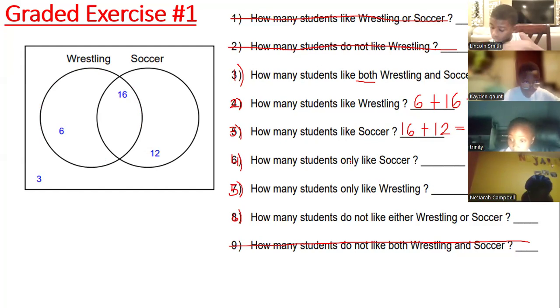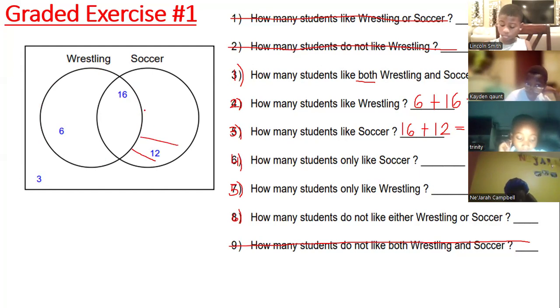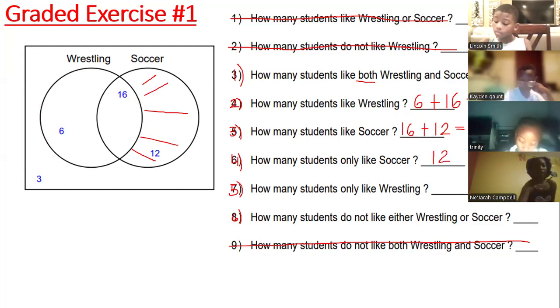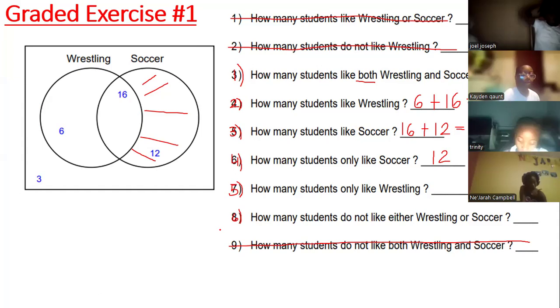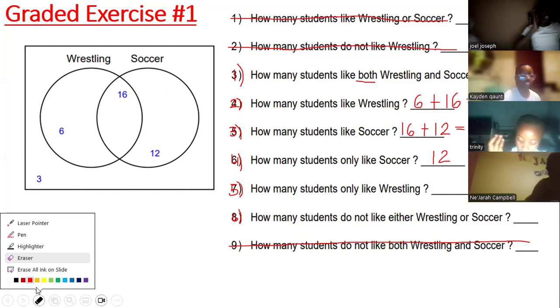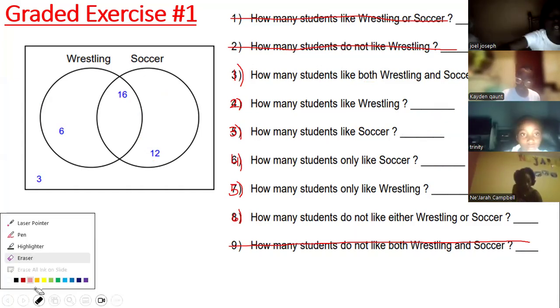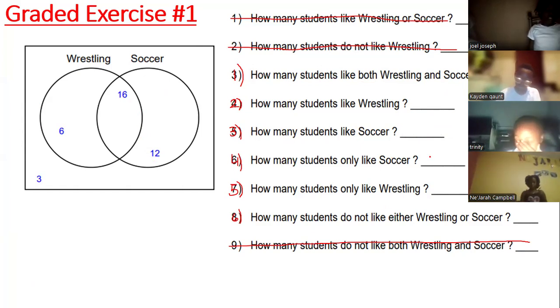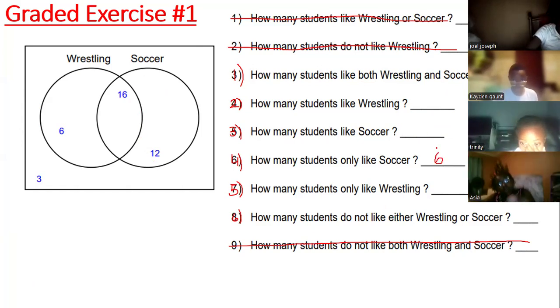Number 5. How many students like only soccer? Soccer only is 12. Y'all got that? Yes, sir. Okay, good. How many students like only wrestling? Only wrestling, 6. Very good. So we have 6. This is 28. This is 22. And this is 16.